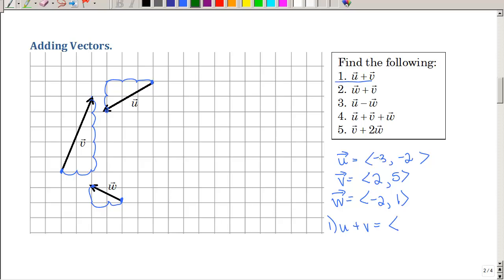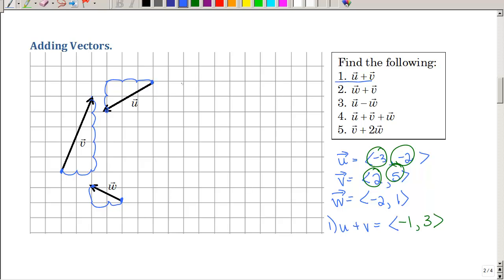Let's just make sure I'm grabbing the right parts. So I want to add those components. That would be -1. Add those components, and that would be +3. So let's look at it graphically. What would the graph look like of u plus v?